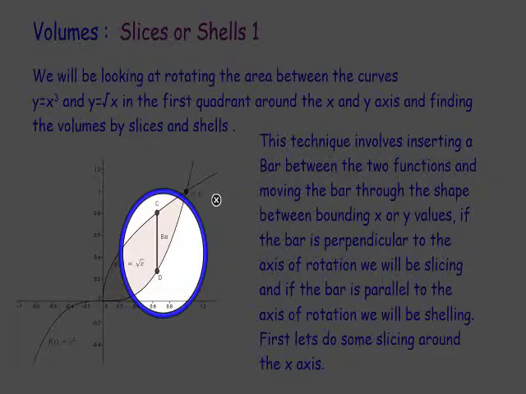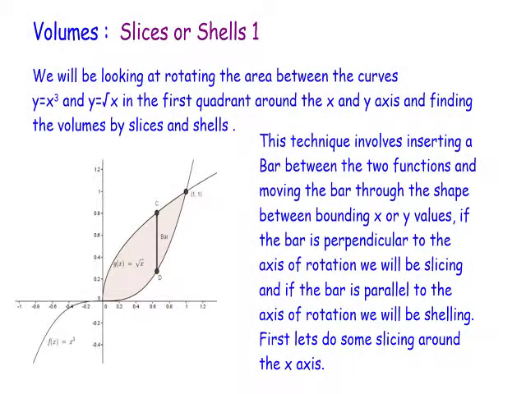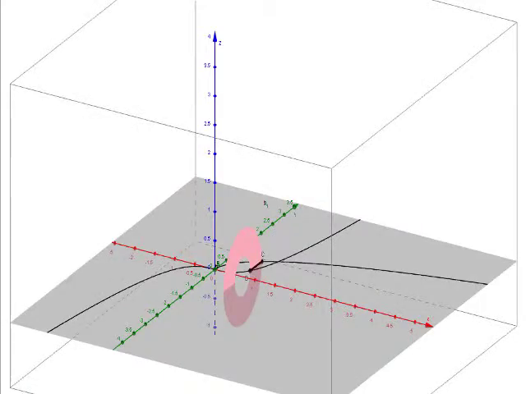Now, we're going to first of all move this bar throughout that shape, and it's going from, you can see, 0 up to 1. There's a point of intersection of those two curves at (1, 1). I'll just show you what I mean by that. Let's have a quick look. Here we are. Now, this is the bar.